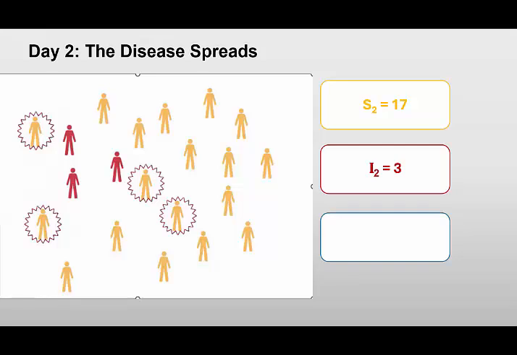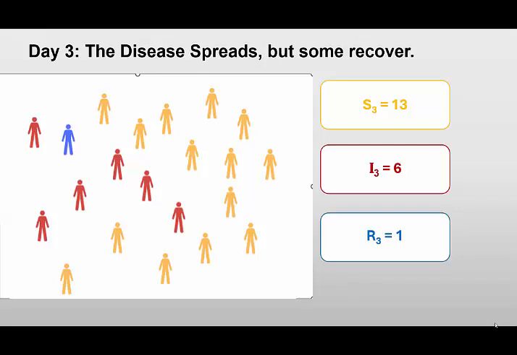As we know from the common cold or other diseases, most people eventually recover. So let's assume that our initial person who had the disease now recovers on day 3. So on day 3, S sub 3, meaning the susceptible on day 3, is 13, the number of infected is 6, and the number of recovered is 1.